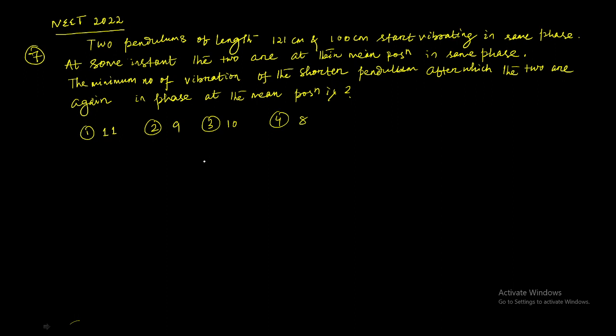So the shorter pendulum is what? 100 centimeter, right? And the longer one is your 121 centimeter, right? So I am writing T short, that will be your 2 pi root over 100 centimeter divided by g, and T long is equal to 2 pi root over 121 centimeter by g.